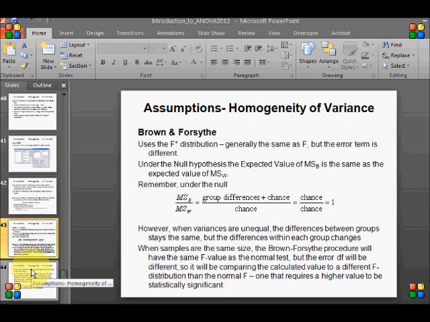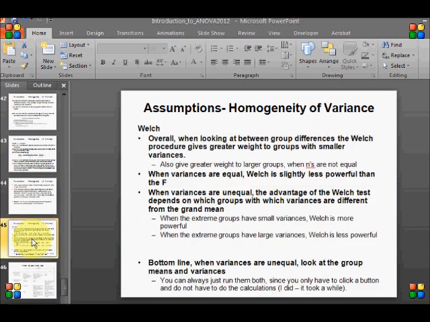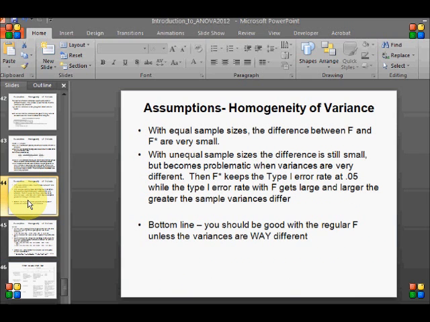Now, there are two options, basically, that I can choose if I do have a violation here. And it's the Brown and Forsyth and it's the Welch, as my statistical software allows me to kind of easily pick or ask for these two things. Each one of them basically corrects for this inequality in variances. If you want to know more about it, I guess you can ask me, but I'm not going to spend a lot of time on it.